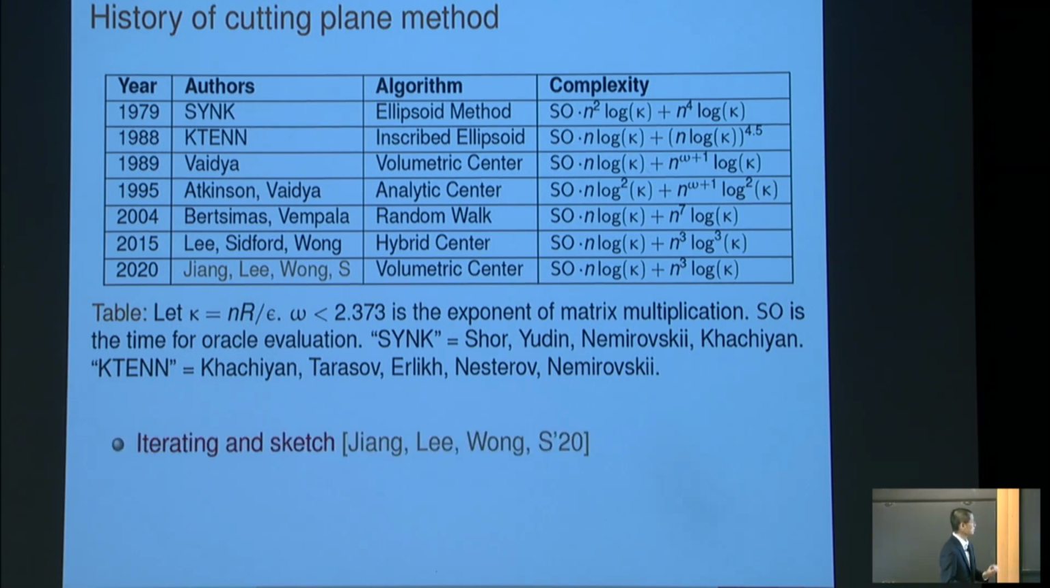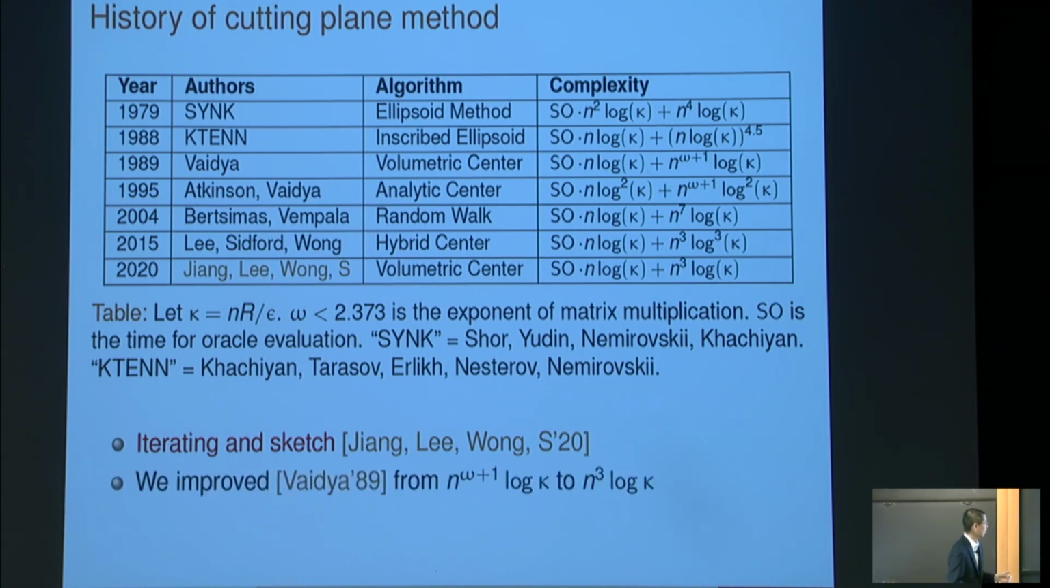Okay, in this problem, we use something called iterative sketching, and basically you can ignore most of the tables, just look at the VDA row. We basically improve the VDA algorithm from n to the omega plus 1 log kappa to n squared cubed times log kappa. Basically, if omega equals 2, we are not doing anything. VDA already gives the best. So why does this algorithm go down with omega?